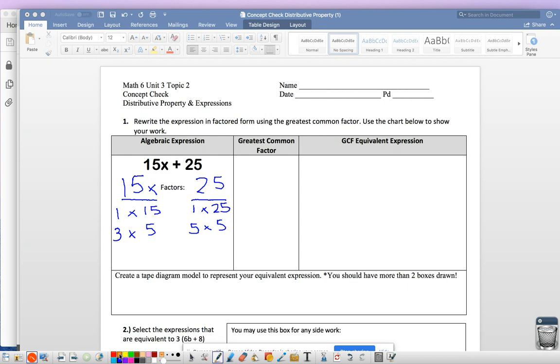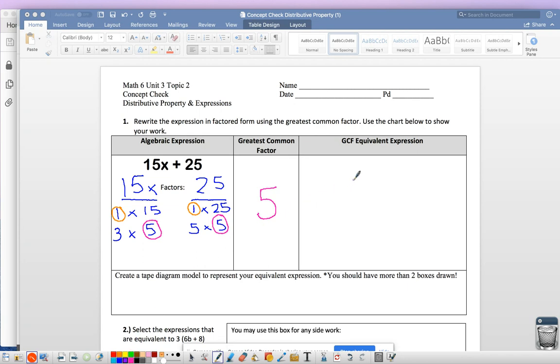So if we look at what our common factors are, we have 1, and then we have 5. Okay, so over in this right box where it says greatest common factor, we know that the bigger number between 5 and 1 is 5. So that's going to be our greatest common factor.